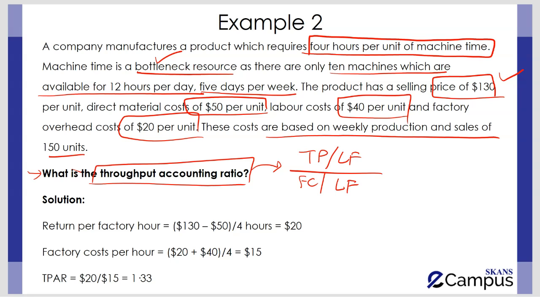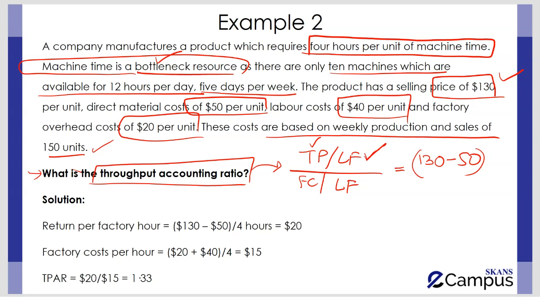Now if you use throughput in per unit, take limiting factor of 1 unit, but if you convert throughput contribution in total, because you are given the total number of units, then you will have to convert the limiting factor, which is machine hours in this question, into total as well. So do not make this mistake of taking throughput per unit and limiting factor in total, because that is against the mathematical rules, right? So here throughput per limiting factor will go like 130 minus 50, selling price minus material cost, divided by limiting factor per unit, because contribution is calculated in per unit.